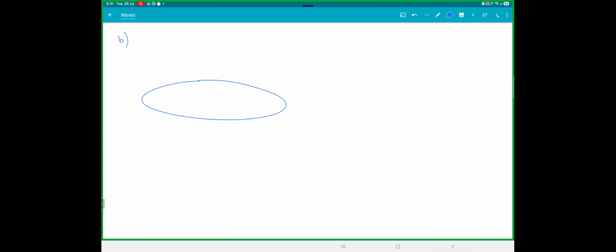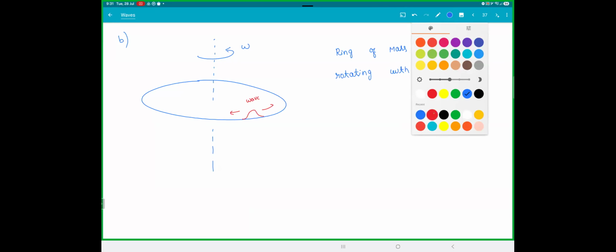We got a circular ring which is rotating with omega. Another standard question. This is a ring of mass m and radius r rotating with omega. Neglect gravity. Now you hit the ring, you just disturbed it, and you got a bump here like this. This bump can travel this way, or this way; both waves are possible. Find the wave speed with respect to the ground.